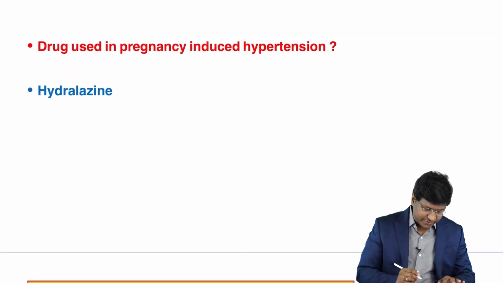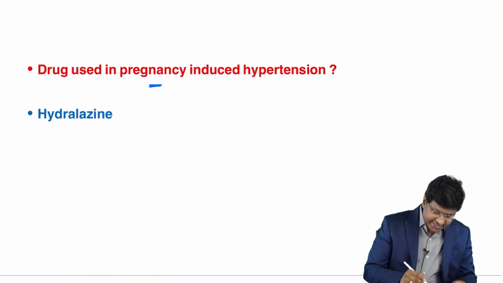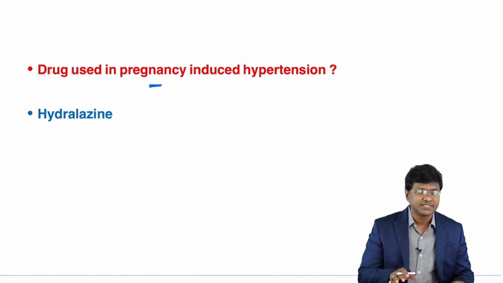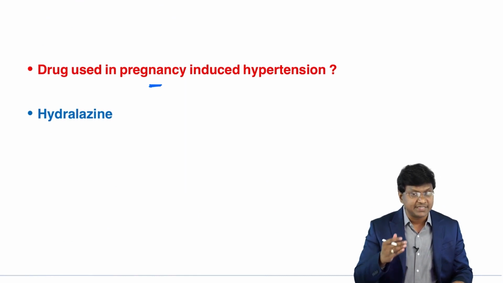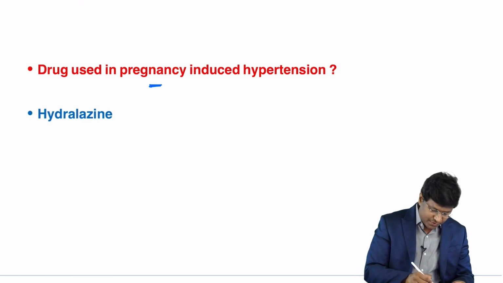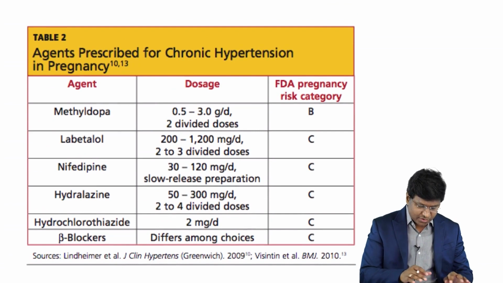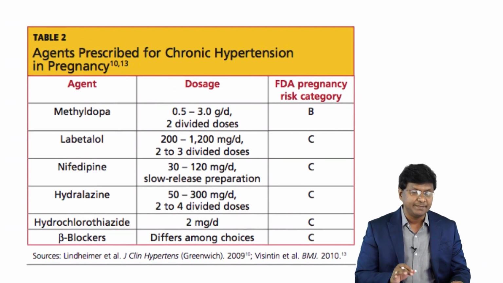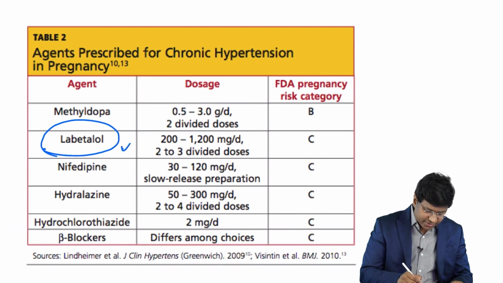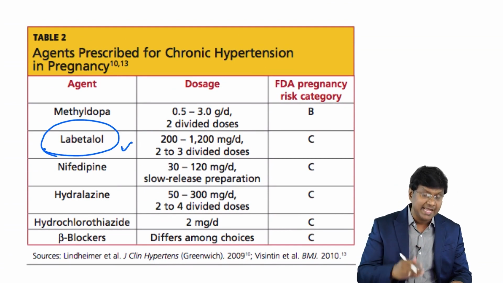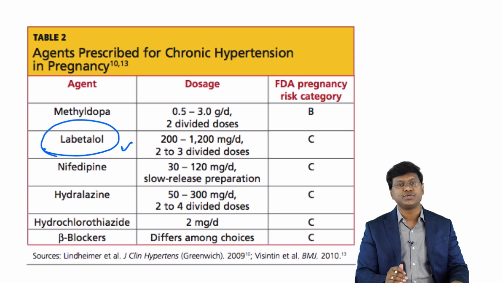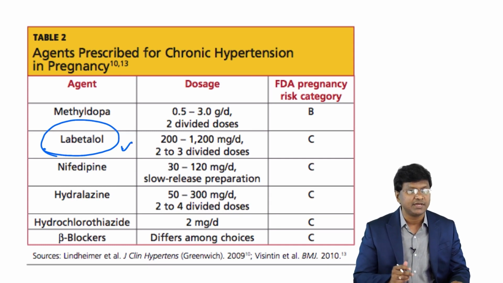Next question is drug used in pregnancy induced hypertension. There are many drugs given for pregnancy induced hypertension, but the answer among the options given to you is the hydralazine. So if you see the list of drugs, these are all the drugs we give for hypertension in pregnancy: methyldopa, labetalol, nifedipine, hydralazine, hydrochlorothiazide, as well as the beta blockers. But in recent days, the most commonly used drug is labetalol. But the answer among the options given to you is your hydralazine, which is an arteriolar vasodilator.